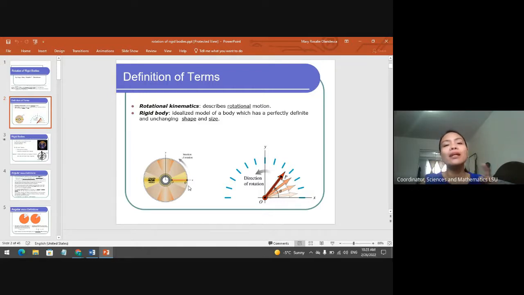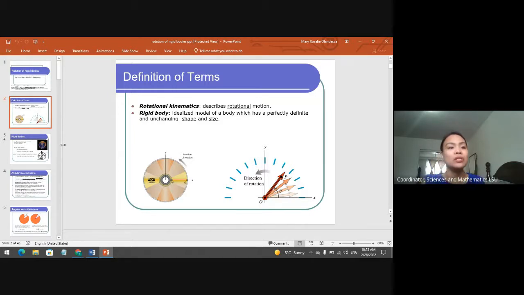When a rigid body rotates at a certain axis, in this case along its center of rotation at the center of the disc, all the points will rotate also. With all the points, there is a displacement. We will be learning later what that displacement is. Just to give you a preview, that displacement will be represented as the angle theta.